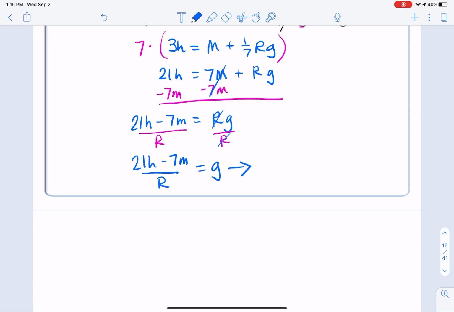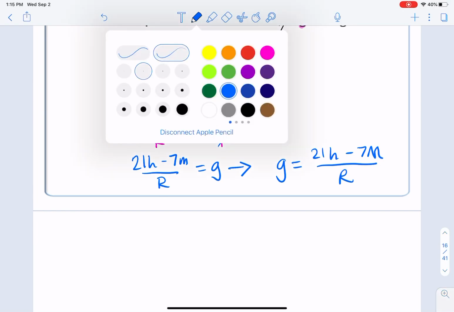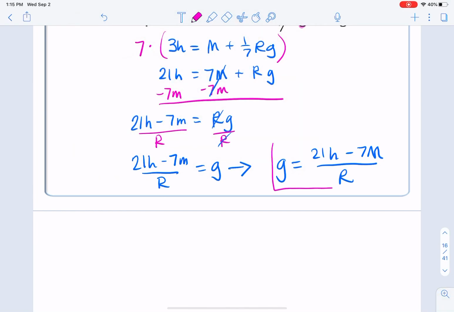I might flip this around and make it so that g comes first. It's on the left-hand side, so g is equal to 21h minus 7m over r. I think that was supposed to be a capital M. Didn't look very capital. And there we have our final answer.